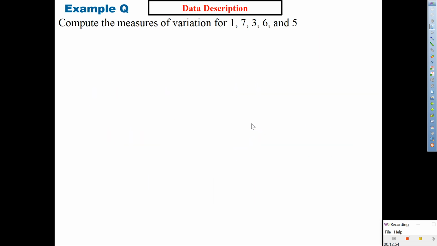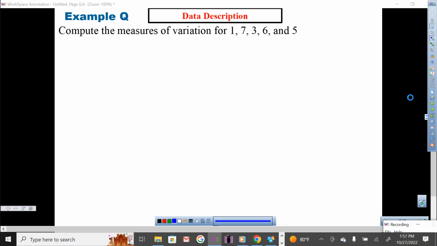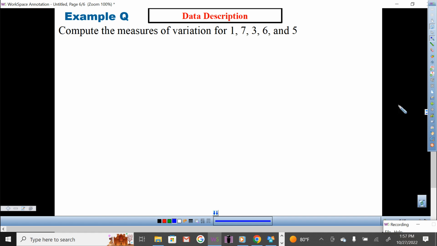Copy this, please. Example Q. It reads, compute the measures of variation for 1, 7, 3, 6, 5. We're going to do this one together one more time, just to make sure we got it. So turn to your neighbor, let them know the very easiest measure of variation that you should do right away. What's the easiest one?